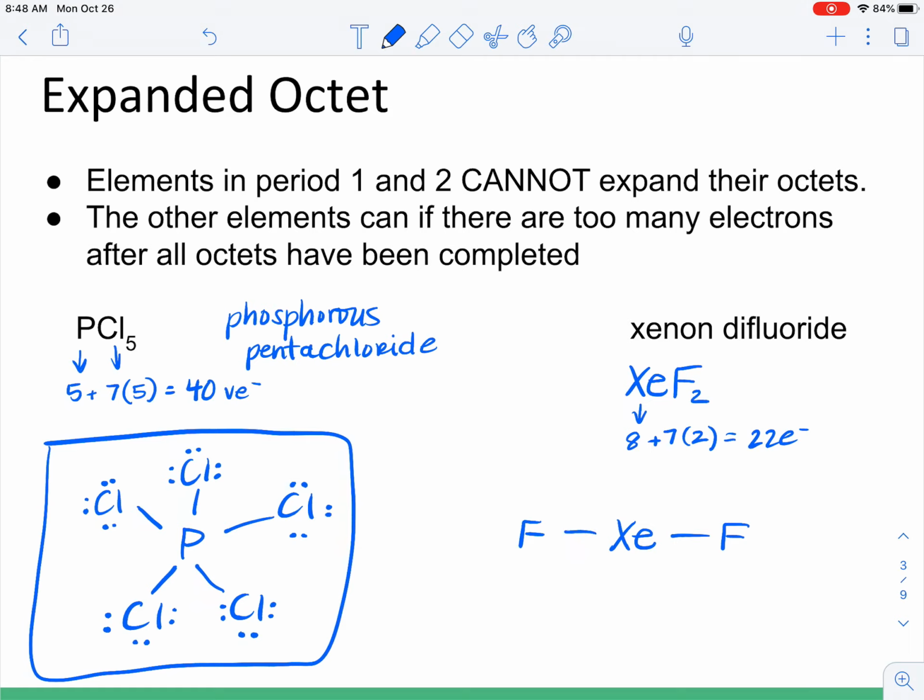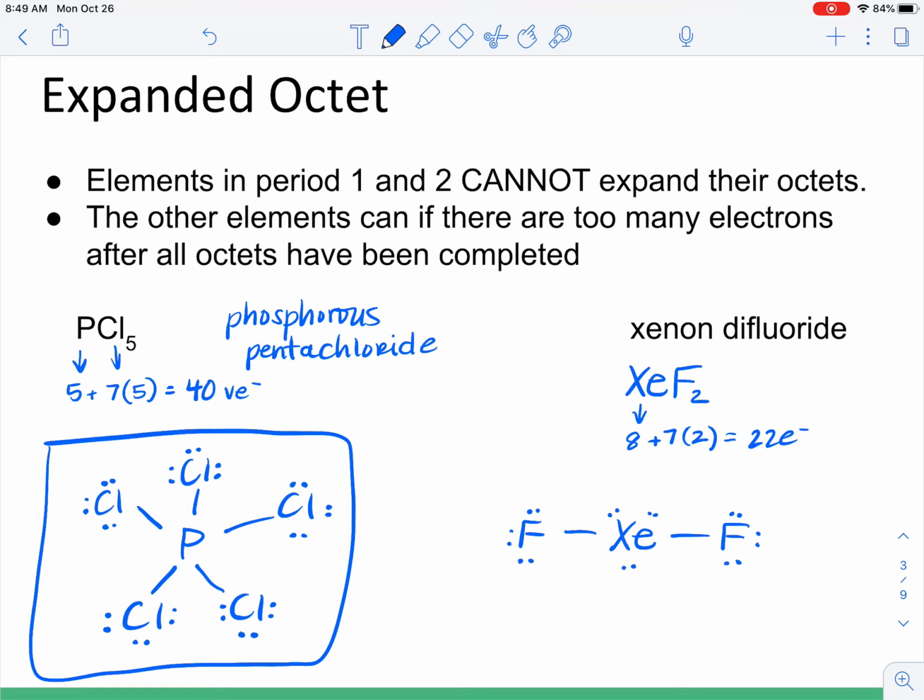So 1, 2, 3, 4. All right, I need to get all the way up to 22 so I can start putting lone pairs on those terminal atoms. So far I've drawn 4 electrons with the bonds. 4, 5, 6, 7, 8, 9, 10, 11, 12, 13, 14, 15, 16, 17, 18, 19, 20, 21, 22. All right, so notice how I ran out of space on the fluorine atoms, and so then I started putting lone pairs on the central atom.